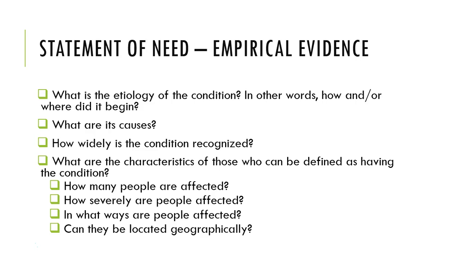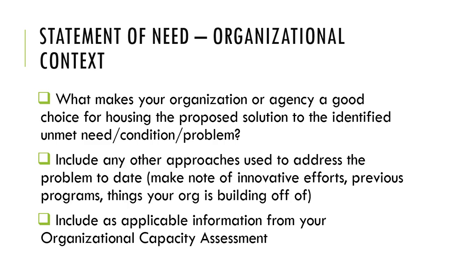Are you looking at the way in which that's being lived out just in your community? Are you specifically looking at overdose deaths and prevention in Ohio, for example, or in Pittsburgh? You want to look at the specifics of the area that you will be targeting with your program. Then the final component of the statement of need is going to be looking at the organizational context.